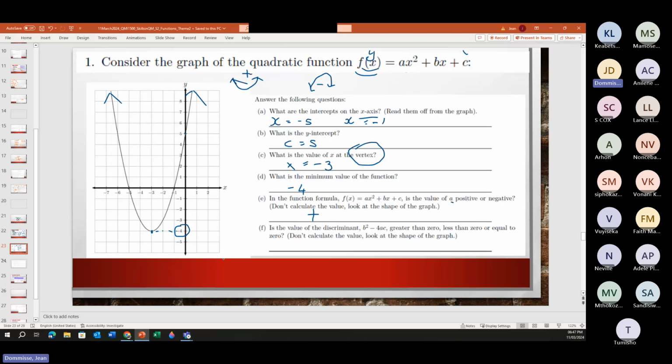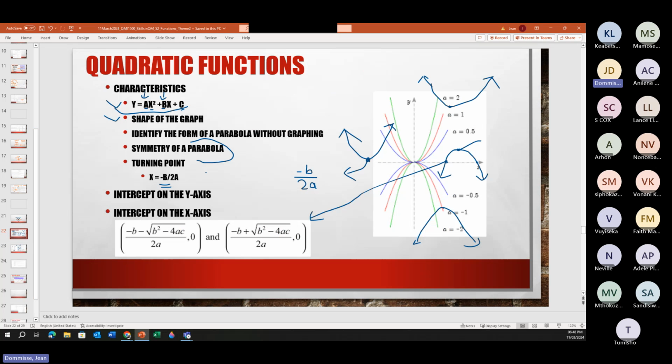And then let's look at the last one. The value of the discriminant, b to the power of 2 minus 4ac: is it greater than 0, less than 0, or equal to 0? Again, don't calculate. So what this refers to is, and let's quickly look, have we done it in the previous one? We actually have not. So it's looking at this function.